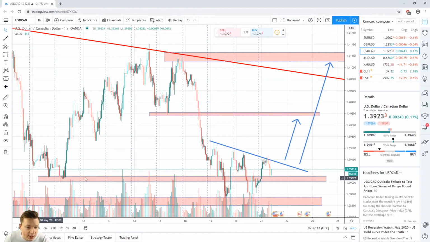1.39, sorry, and price forms some sort of false breakout of this important impulsive level. Also here we can see some sort of dynamic resistance, around 1.3940, and if price breaks this dynamic resistance and holds above, it will be entry points. First target will be around 1.40, and second target will be around 1.41.